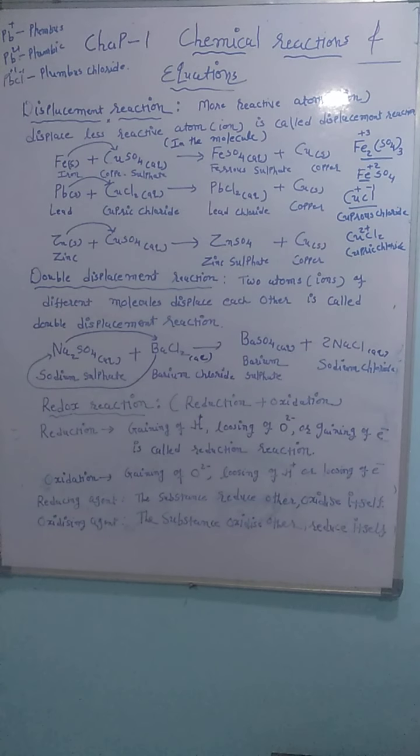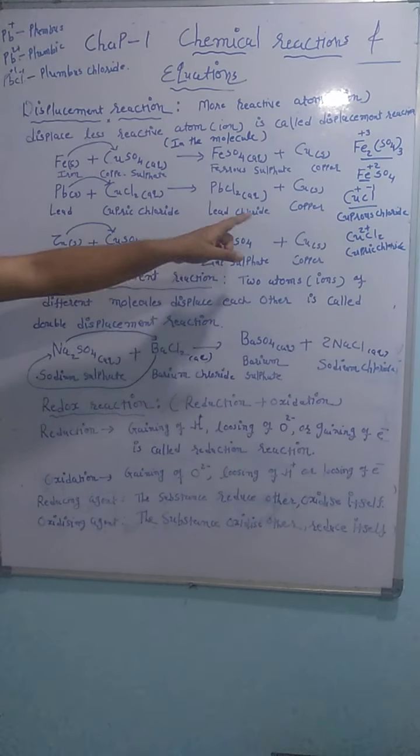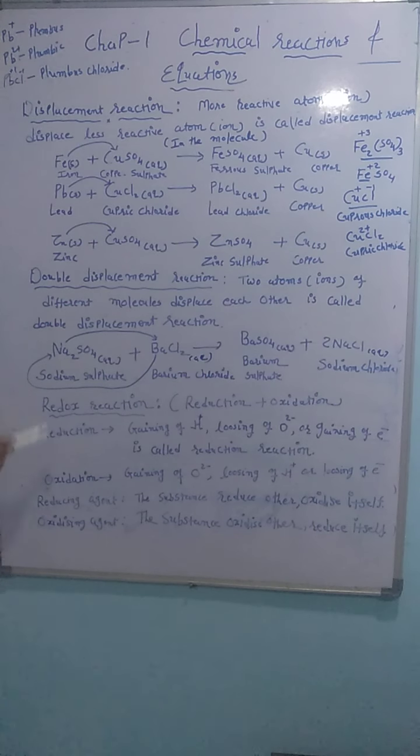Okay. Third reaction, we have 1 mole of zinc reacting with 1 mole of copper sulfate, gives ZnSO4 plus copper. So in this reaction, what happens? Zinc is more powerful than copper, so it displaces it, and we get zinc sulfate plus copper.